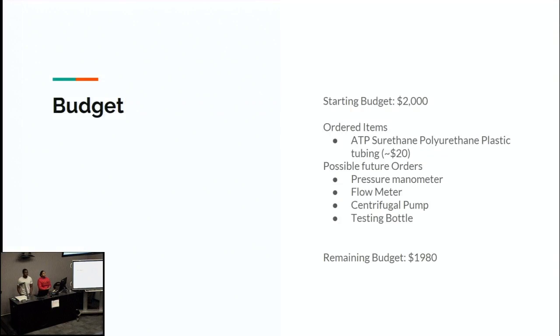And here's our budget. We started off with $2,000. We've only spent roughly $20. That's because we kind of had trouble in the beginning figuring out what we actually wanted to do and what we would actually need. And some possible future orders would be a pressure manometer, flow meter, a centrifugal pump, and a testing bottle. And our remaining budget is about $1,980.